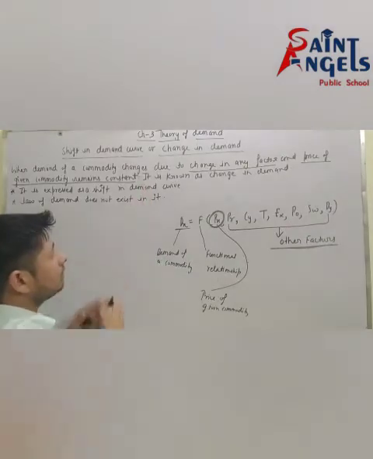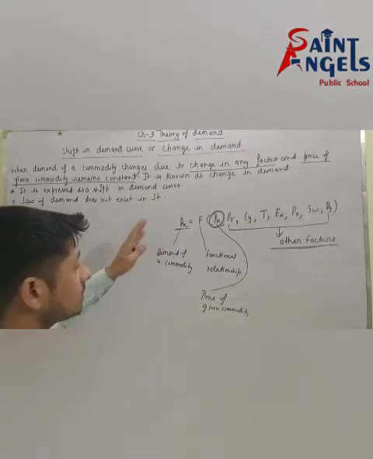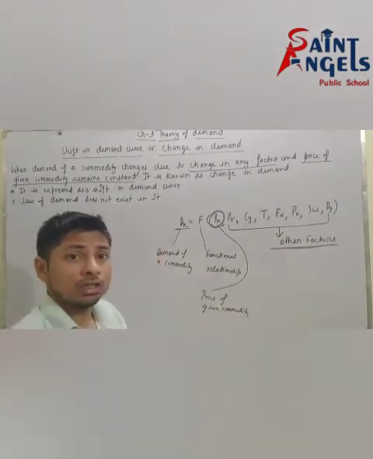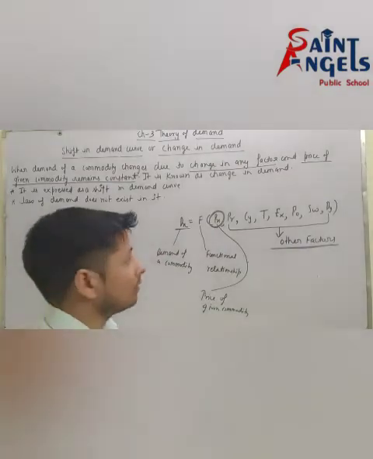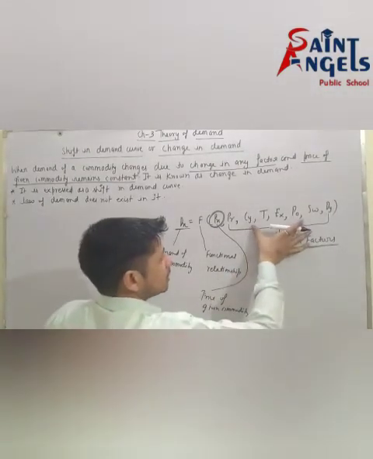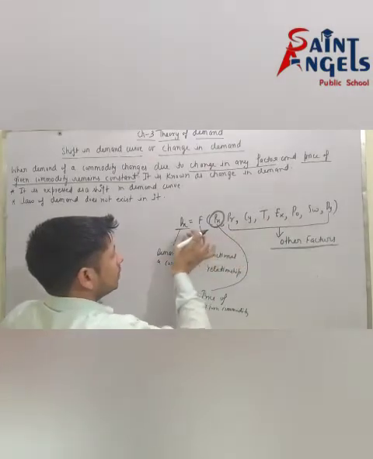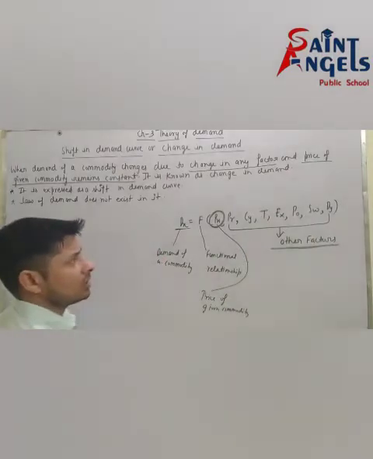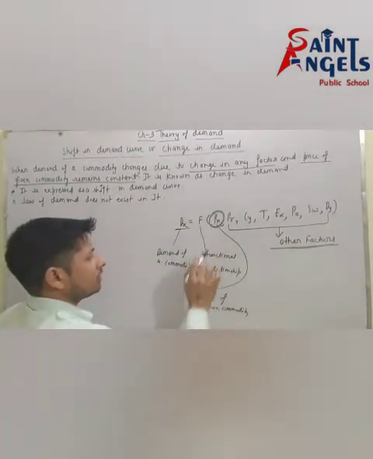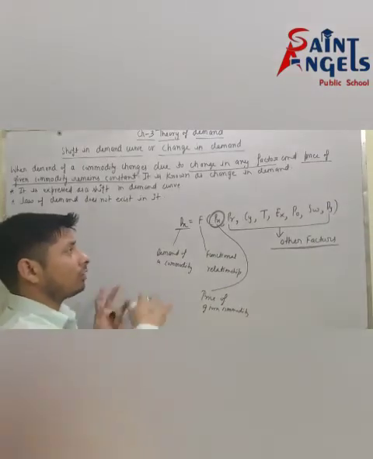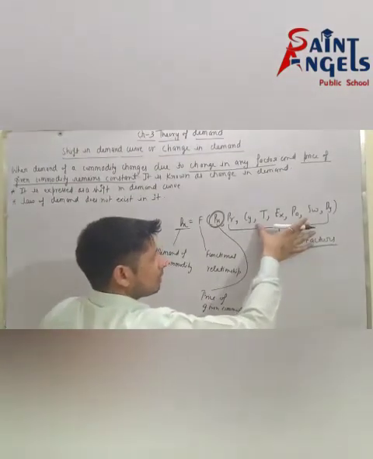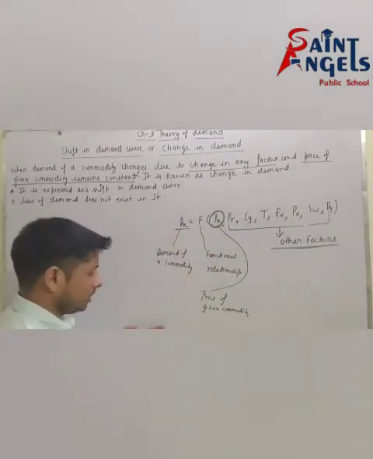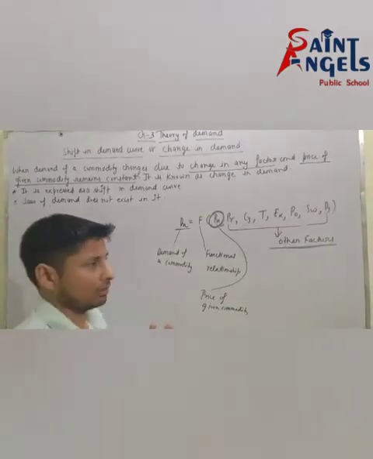But this definition is saying the opposite of the law of demand. It says these factors will change, and the demand for a commodity is affected by a change in these factors, while the price of the given commodity remains constant. But the law of demand says that these factors will remain constant, and the price of the given commodity will affect the demand for a commodity. Again, listen carefully.